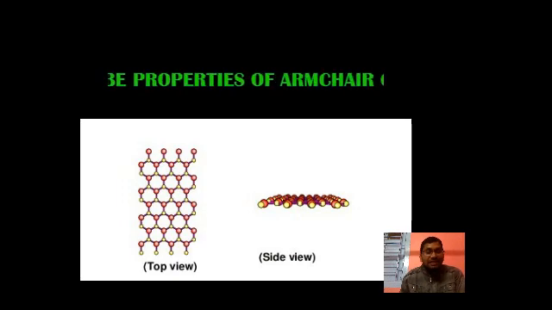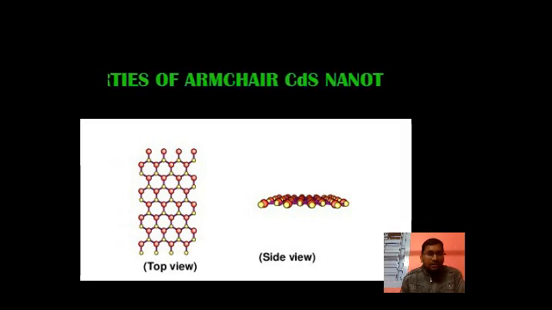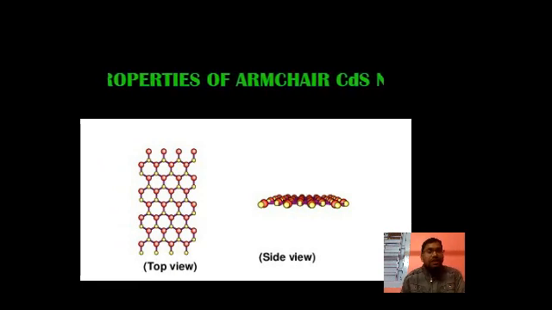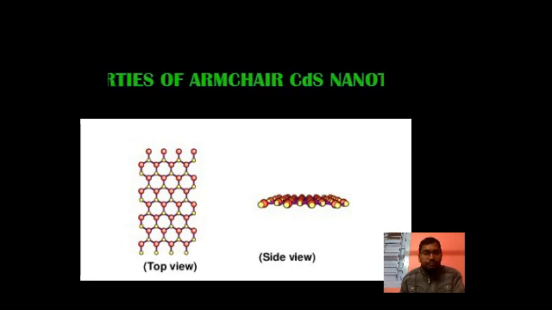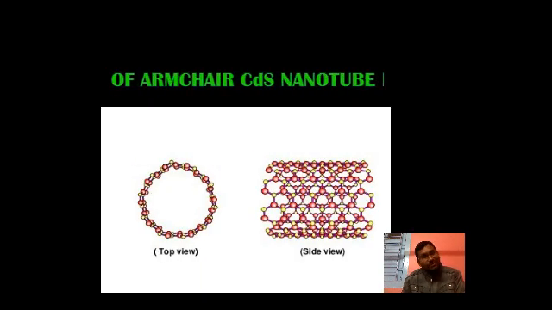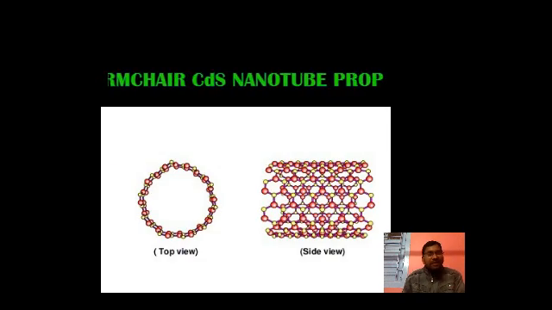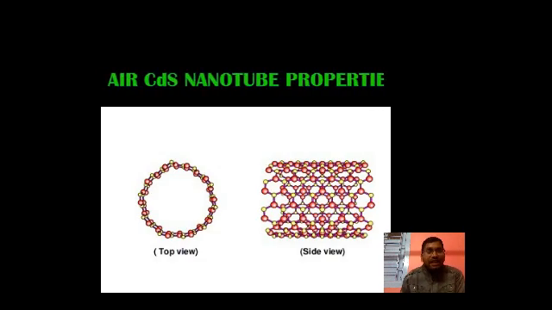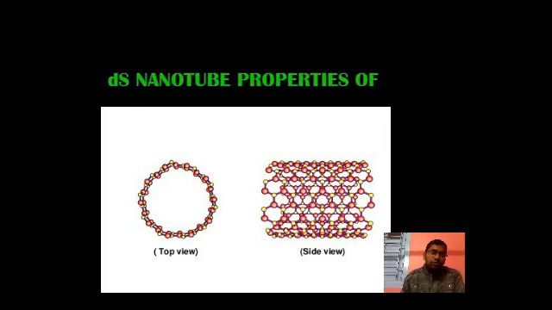Look, this is the sheet of a cadmium sulfide nanotube. These red and big atoms are cadmium atoms and the small yellow atoms are sulfur atoms. This is the hexagonal type sheet, and we roll this sheet to make a cadmium sulfide nanotube. This is the top view, this is the side view. Now this is the typical picture of a cadmium sulfide nanotube. This looks cylindrical.